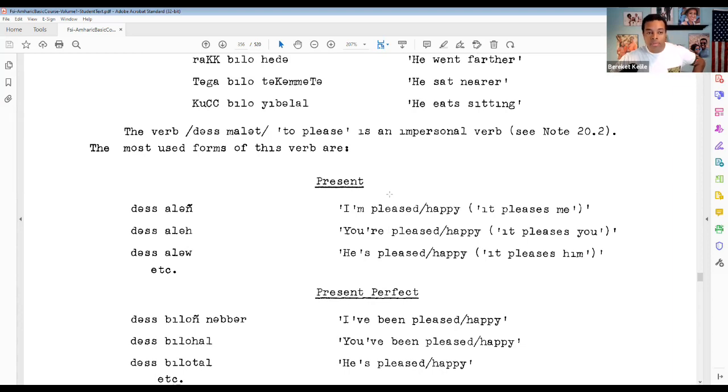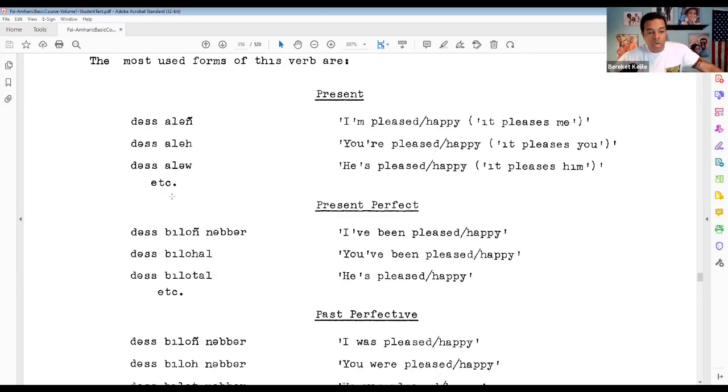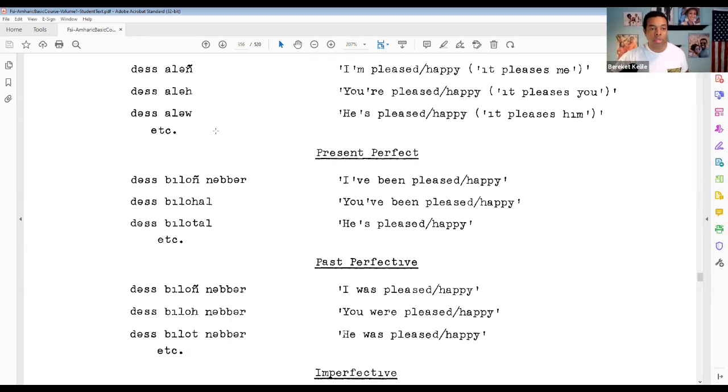Then the verb desmalet, to please, is an impersonal verb. Go back to unit 20, note 20.2, to review those impersonal verbs. The most used forms are here in this table: desalen, desala, desalo, etc. I'm pleased, you're pleased, he's pleased. You'll see these used quite frequently, so it's worth studying and remembering them.